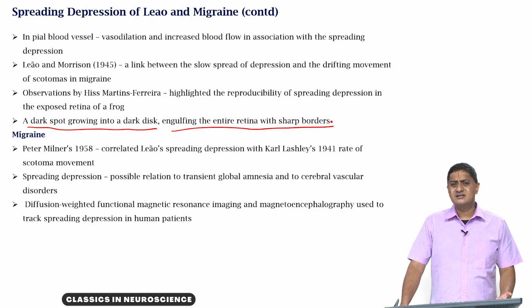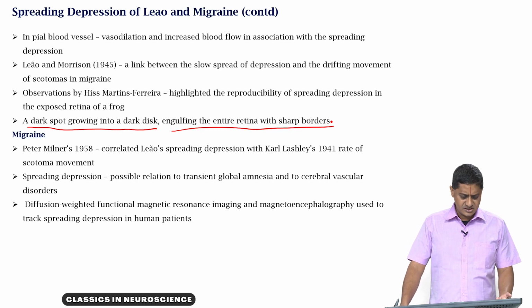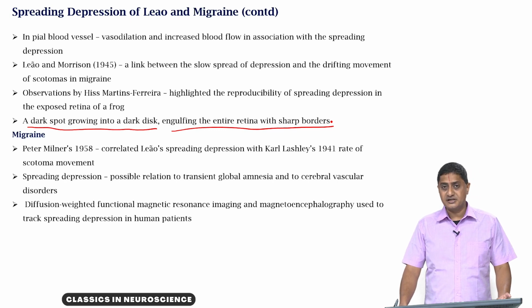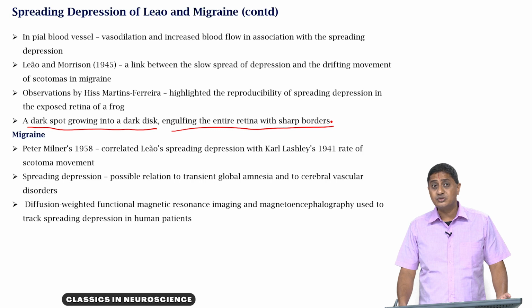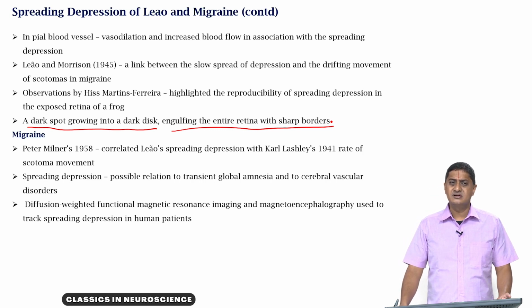Topics such as spreading depression are studied using functional magnetic resonance imaging, diffusion-weighted functional magnetic resonance imaging, and magnetoencephalography to track spreading depression in humans.